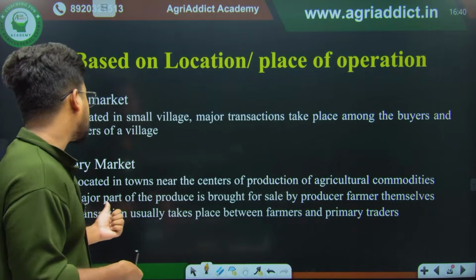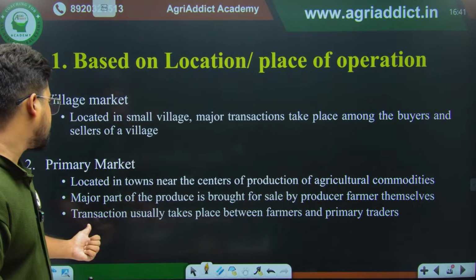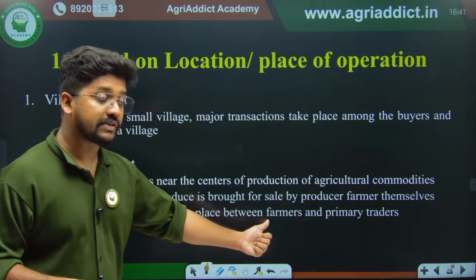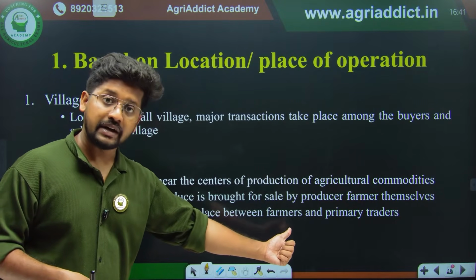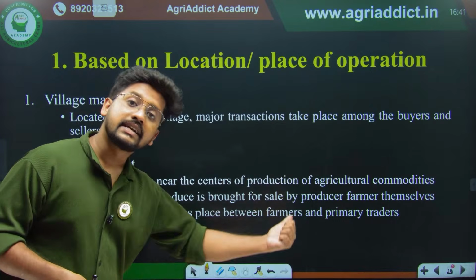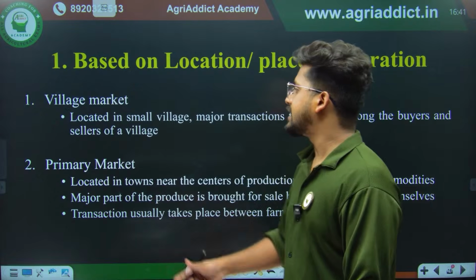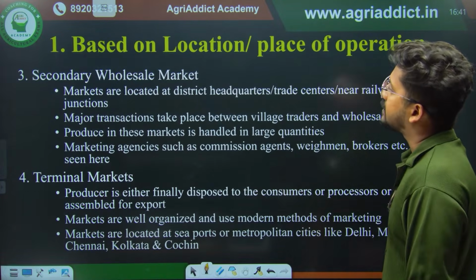So therefore, a major part of the produce is brought for sale by the producer farmers themselves. Transactions usually take place between the farmers as well as the primary traders. There, actually, it was directly from the farmers to the consumers. Here, some traders also will be coming. Okay, some area of expansion has happened here. So this is nothing but the primary market.